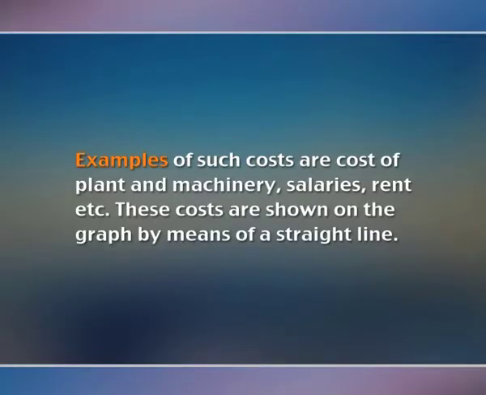Fixed cost. Fixed costs are the costs which remain fixed for all practical purposes up to a certain level of activity. Once that level of activity is increased, the fixed cost will also increase to a specific degree. Examples of such costs are cost of plant and machinery, salaries, rent, etc. These costs are shown on the graph by means of a straight line.